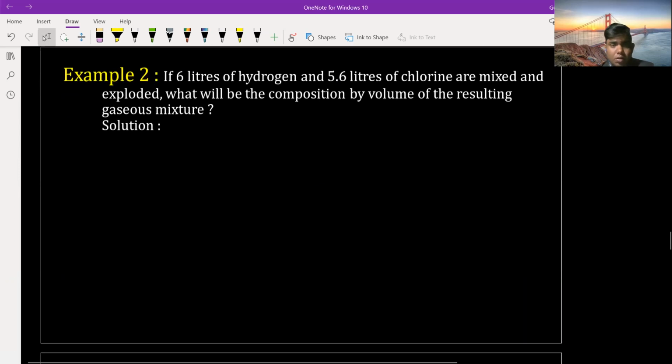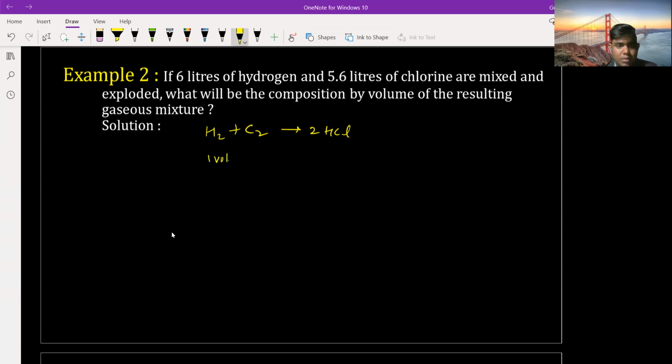if 6 liters of hydrogen and 5.6 liters of chlorine are mixed and exploded, what will be the composition by volume of the resulting gaseous mixture? Okay, so in solution क्या बोल रहा है कि H2 plus Cl2, you know, it gives 2HCl. Okay, here 1 volume of H2 plus 1 volume of Cl2 gives 2 volumes of HCl.